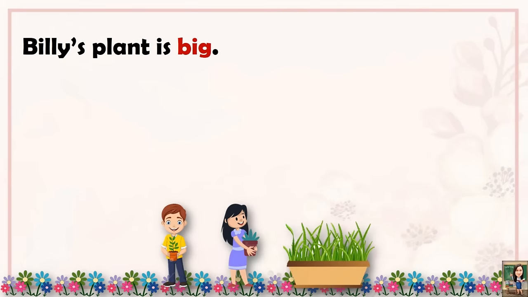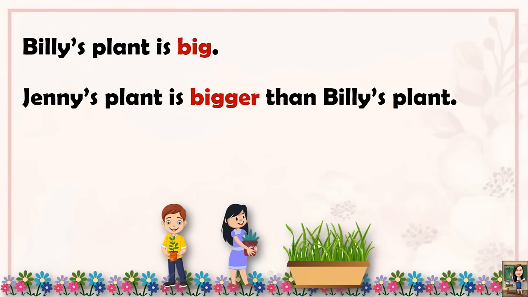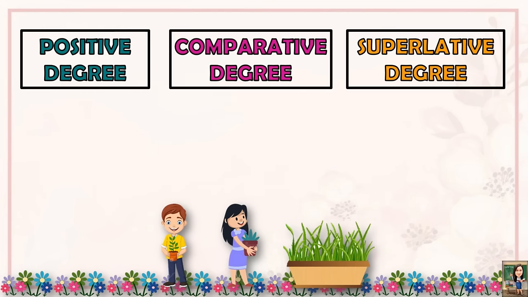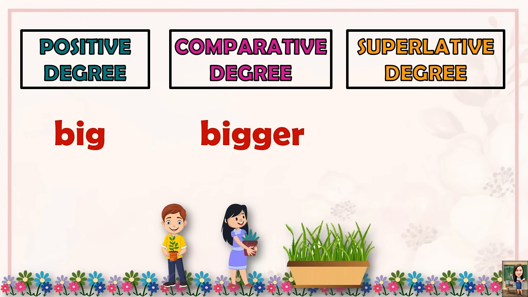So, Billy's plant is big. Jenny's plant is bigger than Billy's plant. The plant in the rectangular pot is the biggest among the 3. As you can see, there are degrees of adjectives in each sentence. In positive degree, the adjective is big. In comparative degree, big becomes bigger. And in superlative degree, big becomes biggest. So this word shows degrees of adjectives.